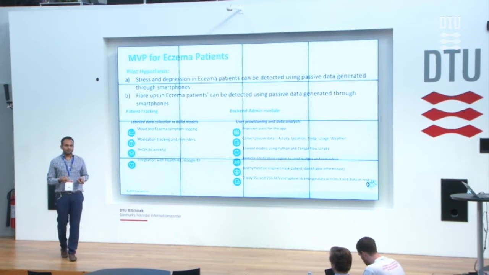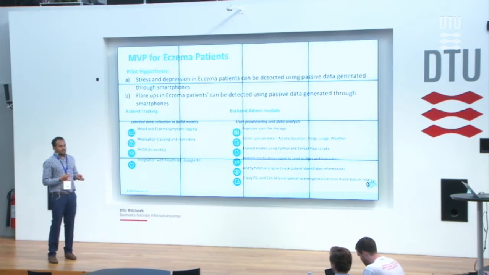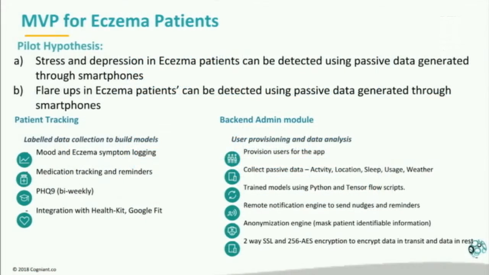The first hypothesis is about eczema patients: the stress and depression related to eczema can be predicted using passive data, and also the flare-ups related to eczema can be predicted using passive data. For that, we are hoping to have these things ready for the pilot. If we are awarded the opportunity to pilot, we want to create an app especially for eczema patients where we'll collect their eczema symptoms, along with psychological symptoms, and send periodic reminders through push notifications to check on them.